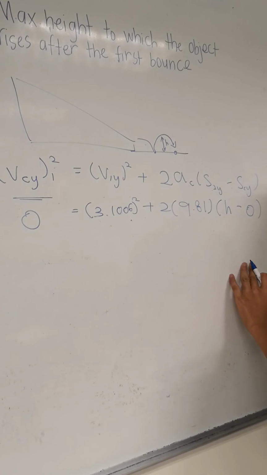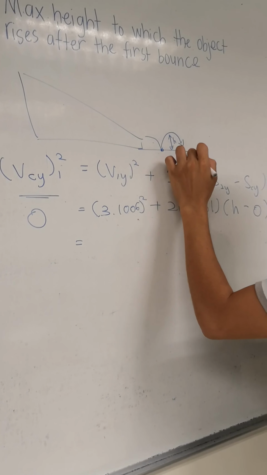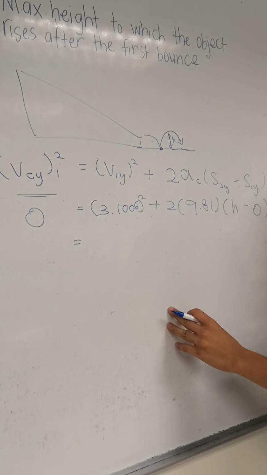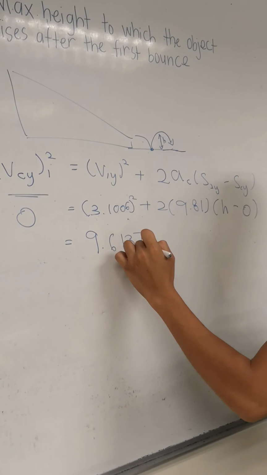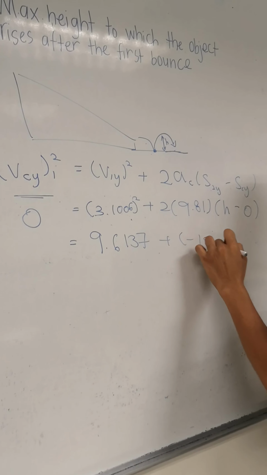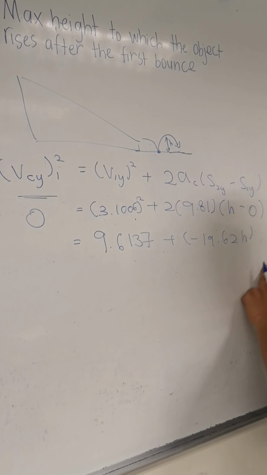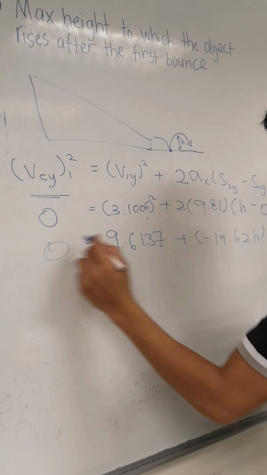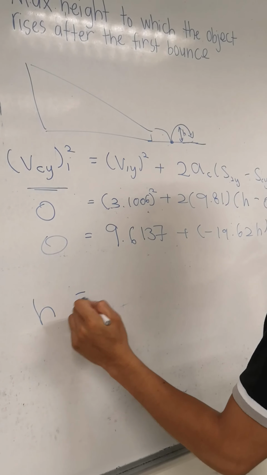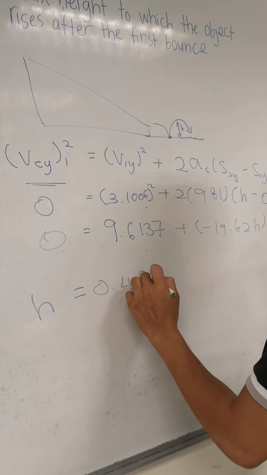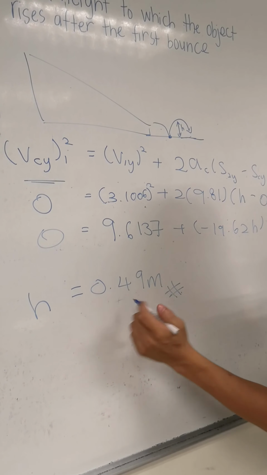Then next we will get 9.6137 plus negative 19.62 H, and after we move the H to here and everything, we will get H is equal to 0.49 meter. The final height is 0.49 meter.